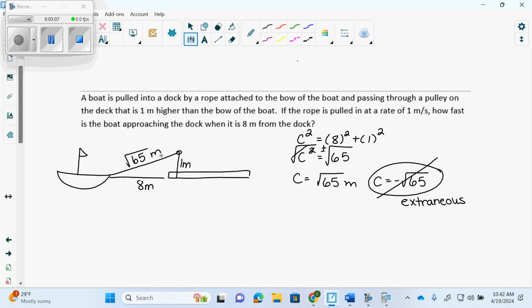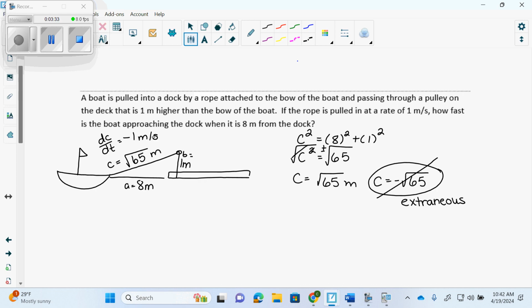So if the rope is being pulled, I'm going to say that this is A. I'm going to say this is B. I'm going to say this is C. Which of the rates is it for? A, B, or C? C. So they gave us dC over dt equals, it's being pulled in. So is it decreasing the rope or increasing the rope? Decreasing. So minus 1 meter per second.